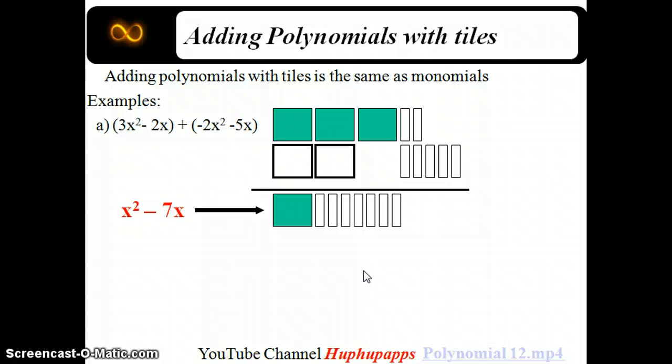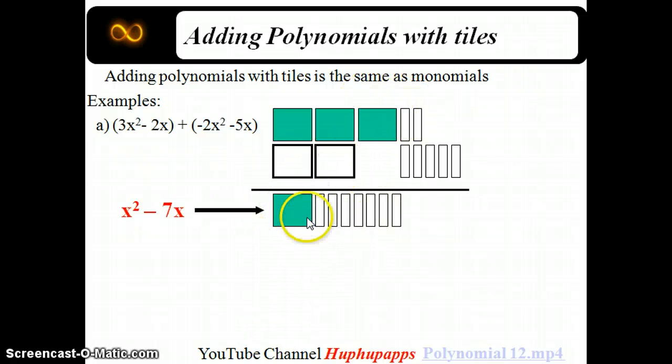Now we can do this with algebra tiles if we need to. 3x squared, now the x squares are the ones that make the squares. So we have 1, 2, 3 of them, minus 2x, and now we're going to add negative 2x squared, so 1x squared, 2x squared, and negative 5x. 1, 2, 3, 4, 5. The zero model cancels that out. The zero model cancels these two out, and I'm left with just 1 left over.